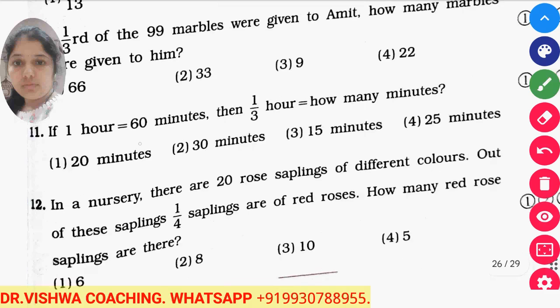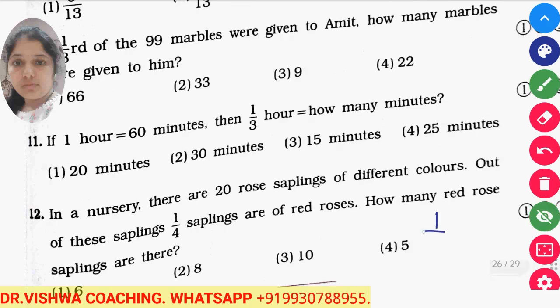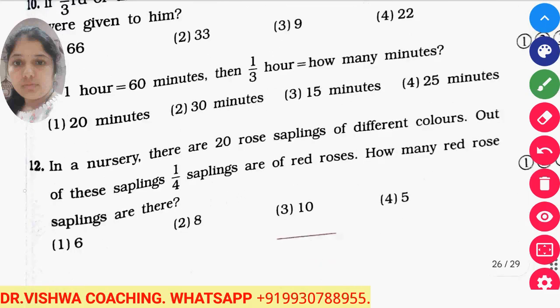Okay. 1 hour is 60 minutes. Then 1/3 hour, how many minutes? Again 1/3 multiplied by 60 gives you the answer. I know you can find it by dividing.